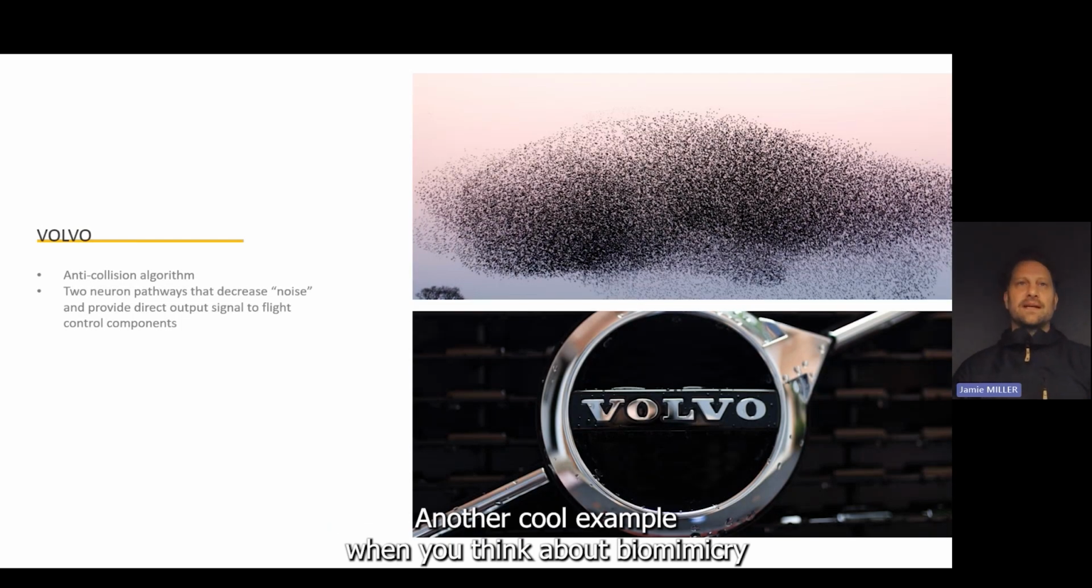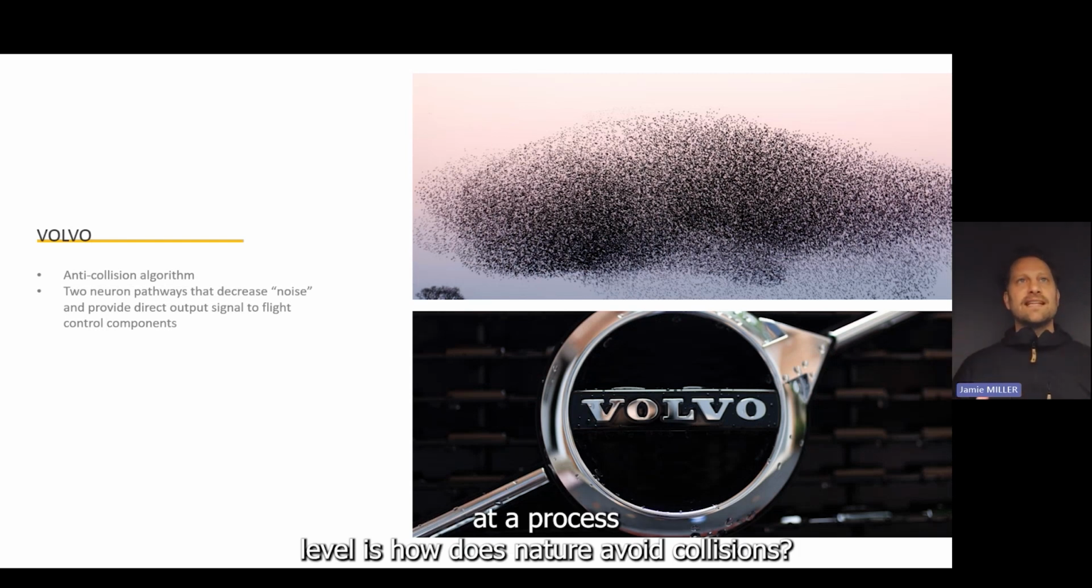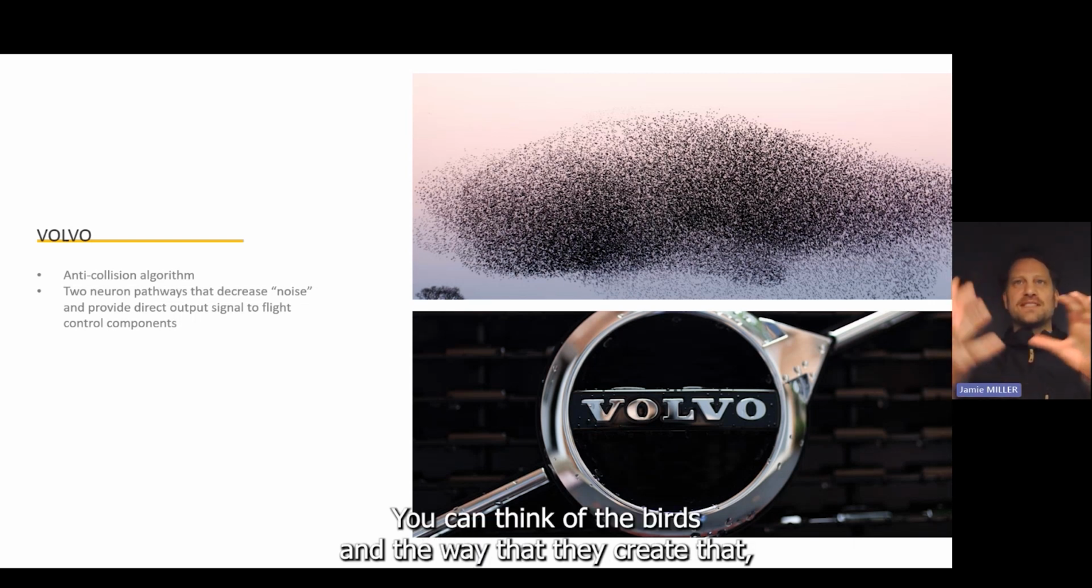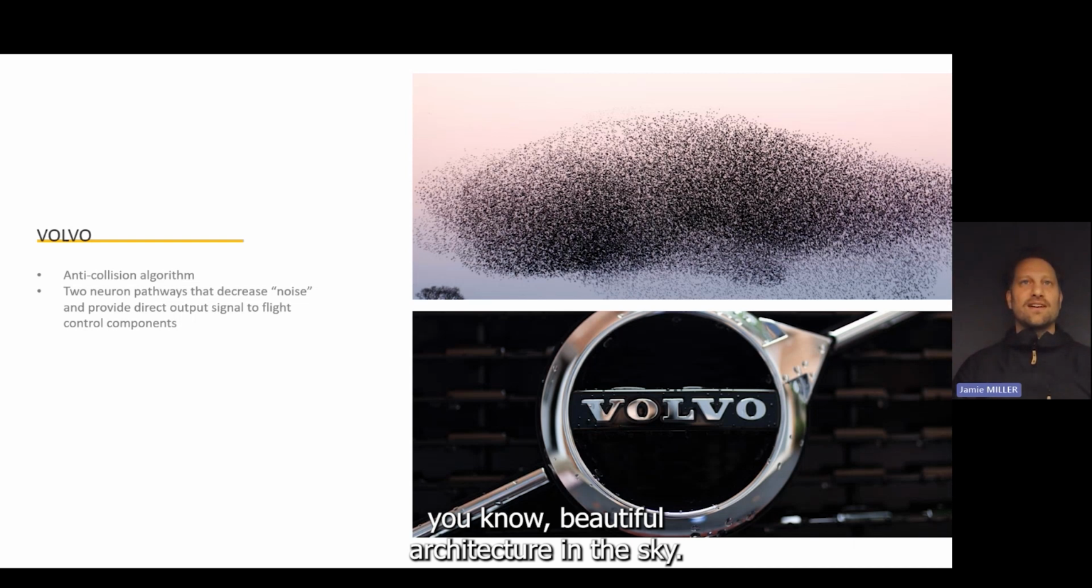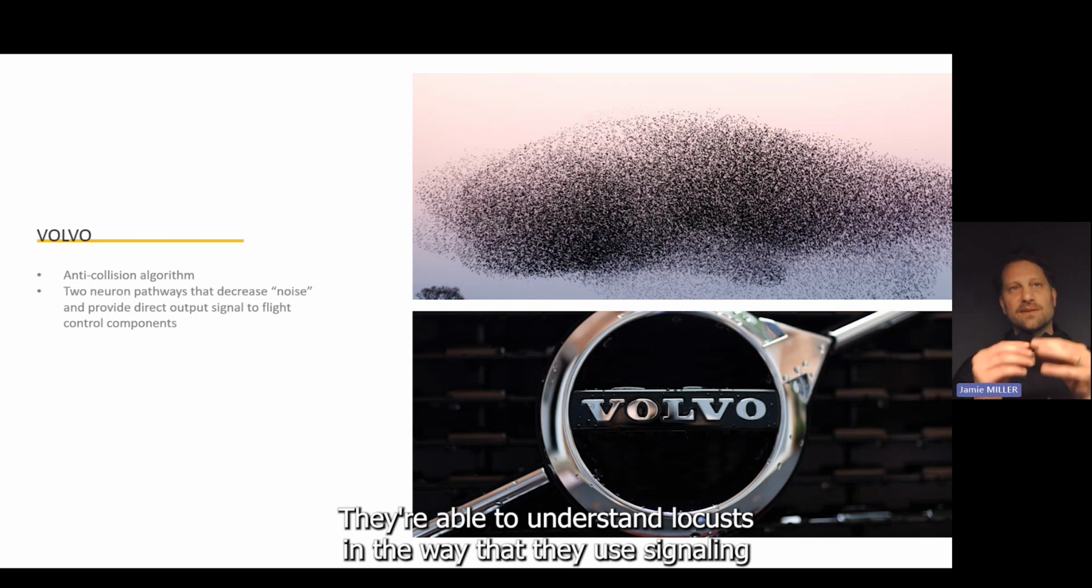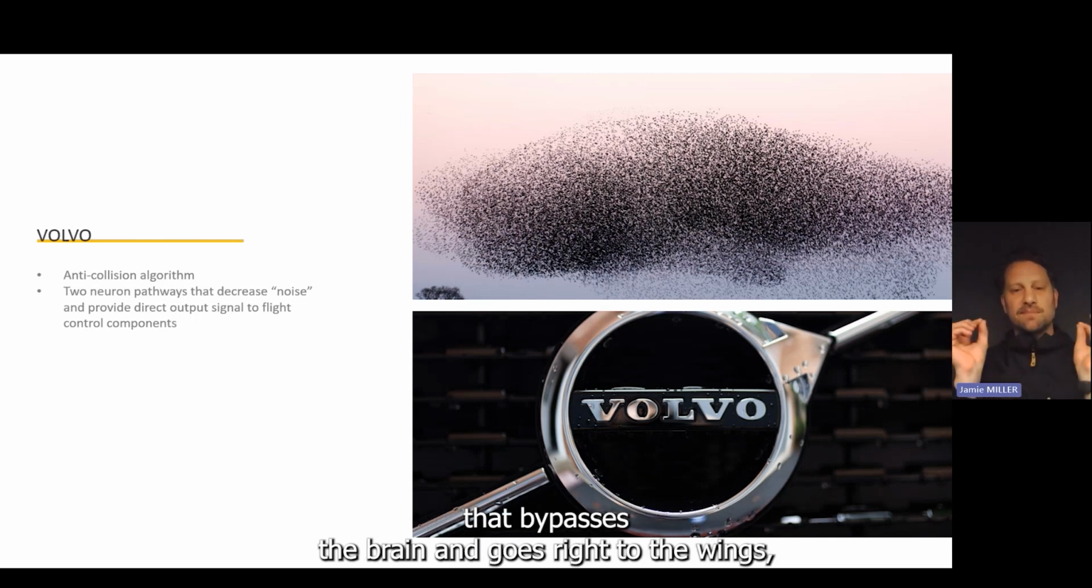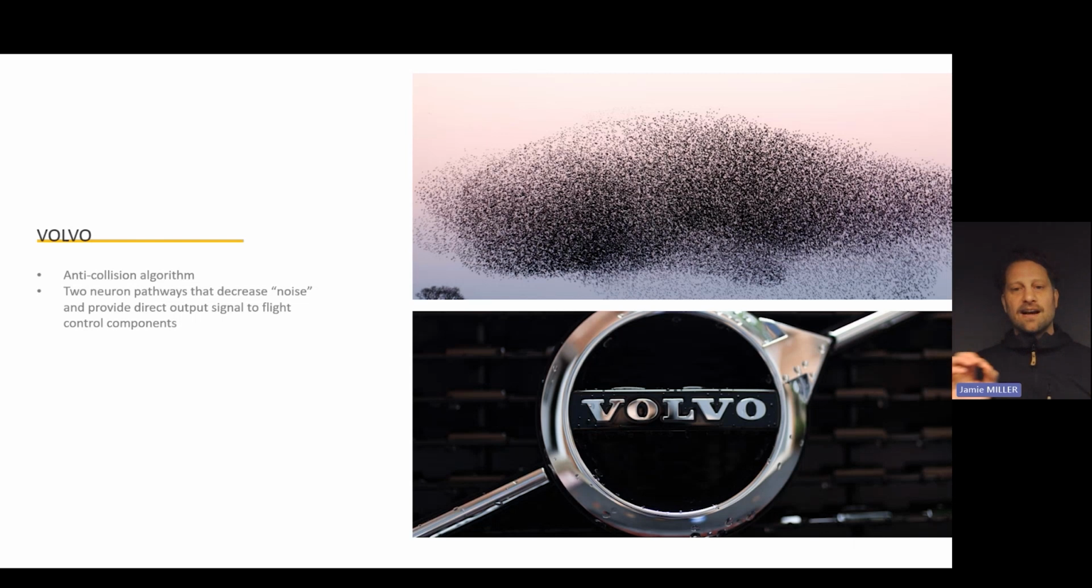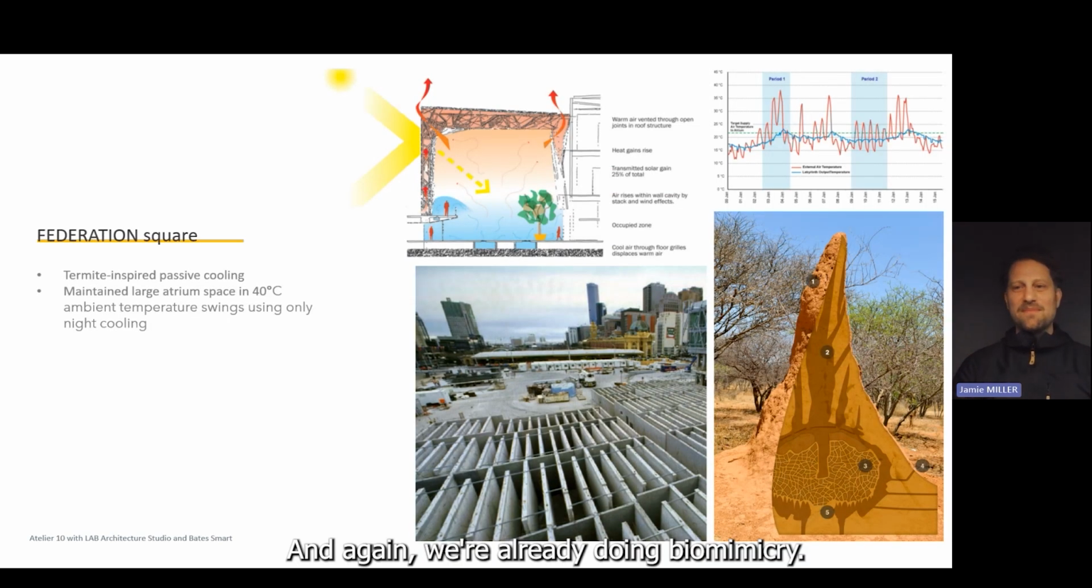Another cool example when you think about biomimicry at a process level is how does nature avoid collisions? You think of swarms of bees, you think of locusts, you can think of the birds and the way that they create that beautiful architecture in the sky. Well, Volvo went to nature to figure out how do we bring that to our automotive industry and avoid collisions in our cars. They're able to understand locusts and the way that they use signalings that bypass the brain and go right to the wings to apply to anti-collision technology in their cars. And again, we're already doing biomimicry.